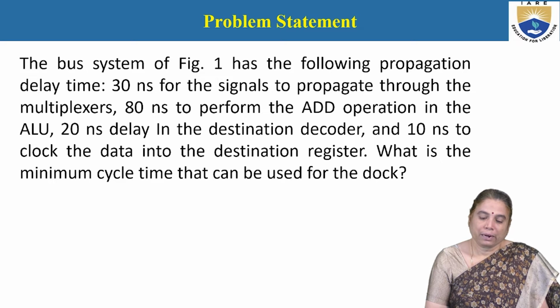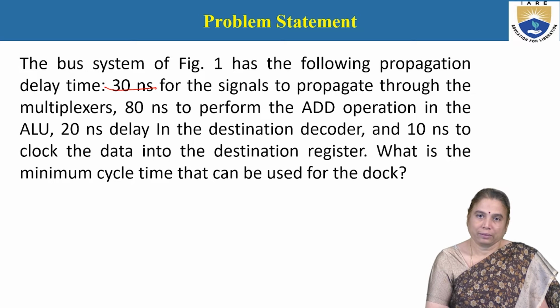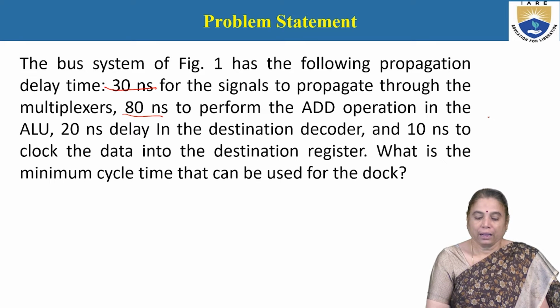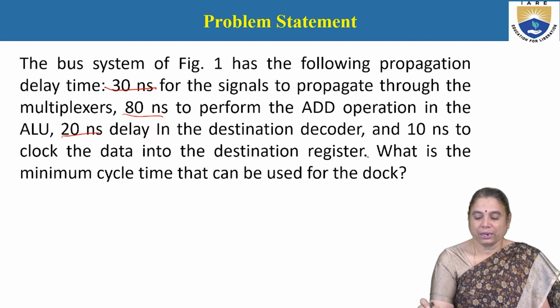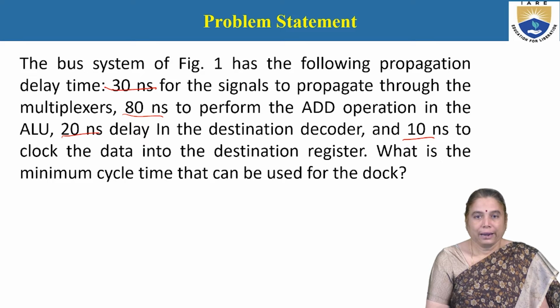The next problem statement is: the bus system of figure 1 has the following propagation delay times. 30 nanoseconds for the signal to propagate through the multiplexers, 80 nanoseconds to perform the add operation in the ALU, 20 nanoseconds delay in the destination decoder, and 10 nanoseconds to clock the data into the destination register.